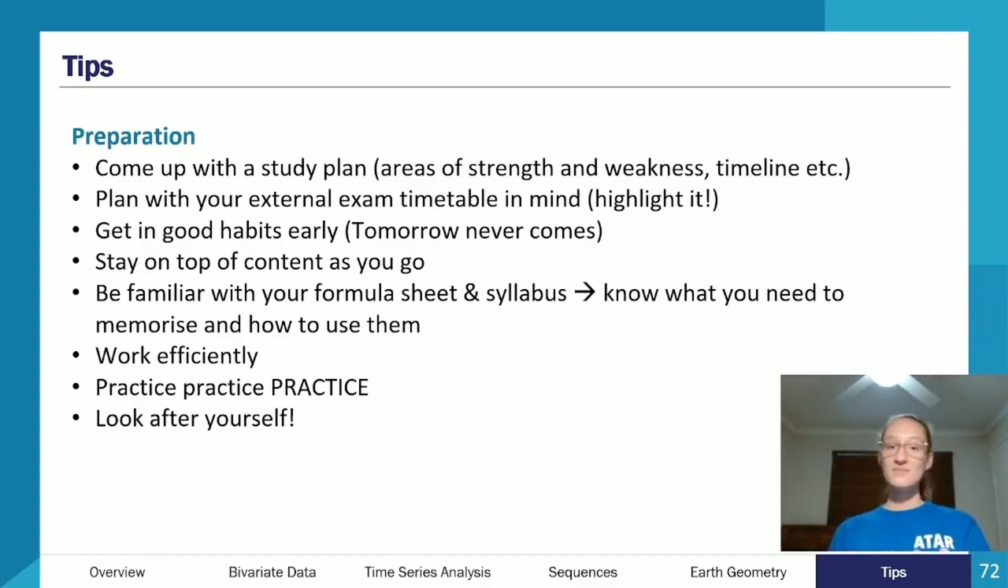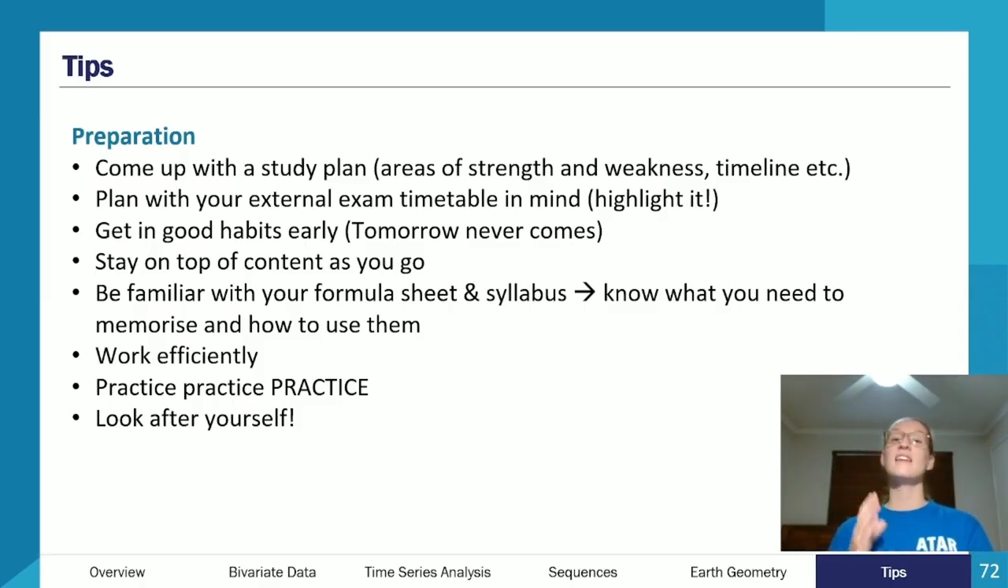For preparation, a few of my quick tips: come up with a study plan. For some people, that involves a list of strengths and weaknesses. It might involve a bit of a timeline. It might involve thinking about when your external exams are, which is a bit closer to the date once you know when your externals are going to be.